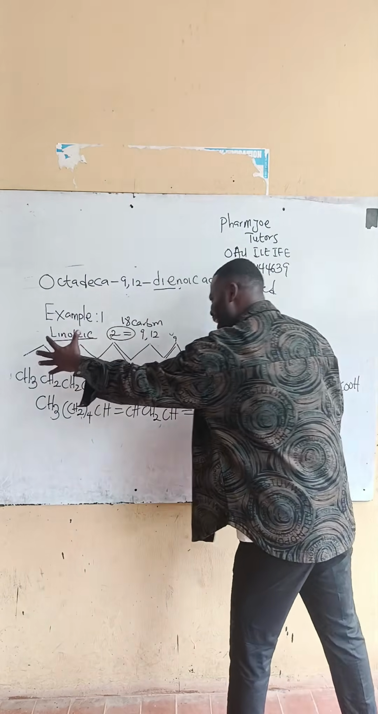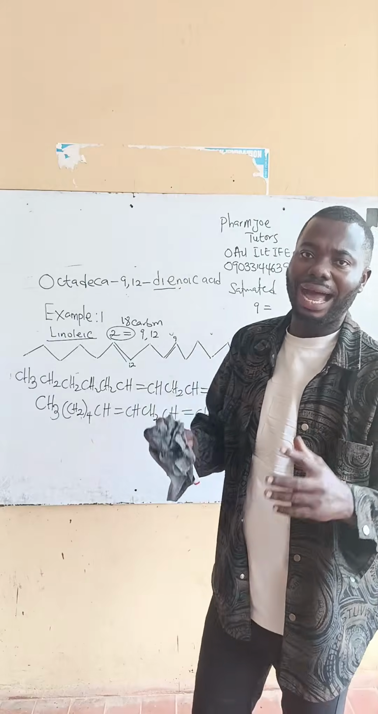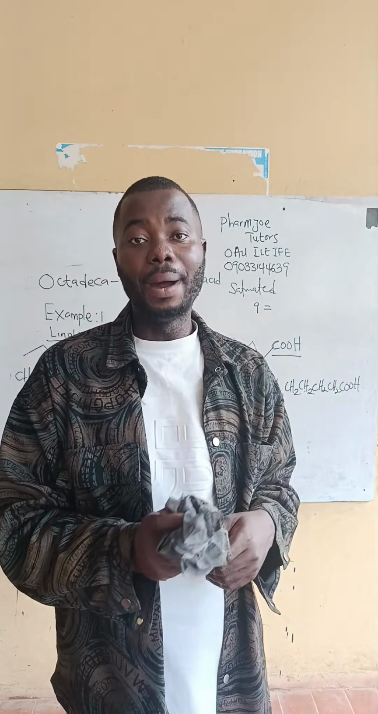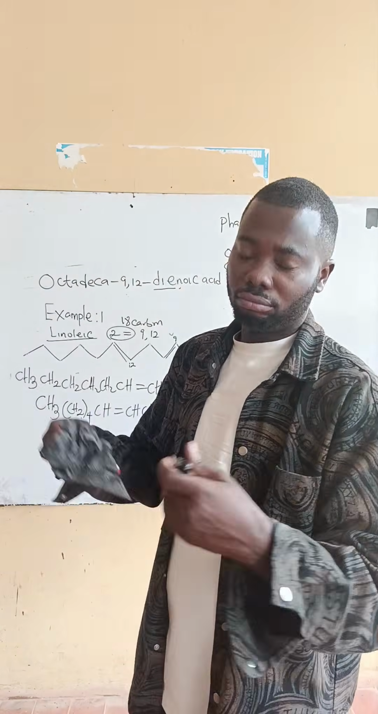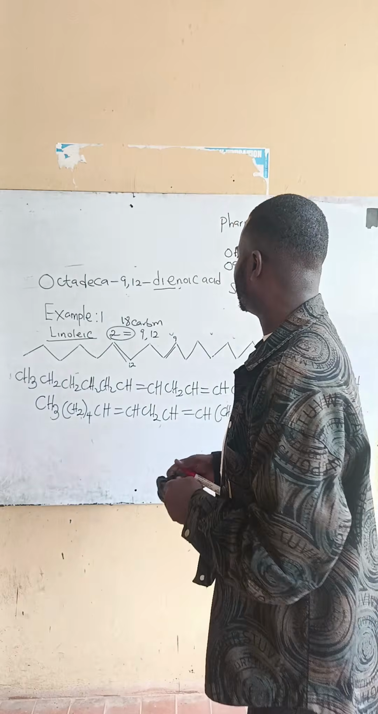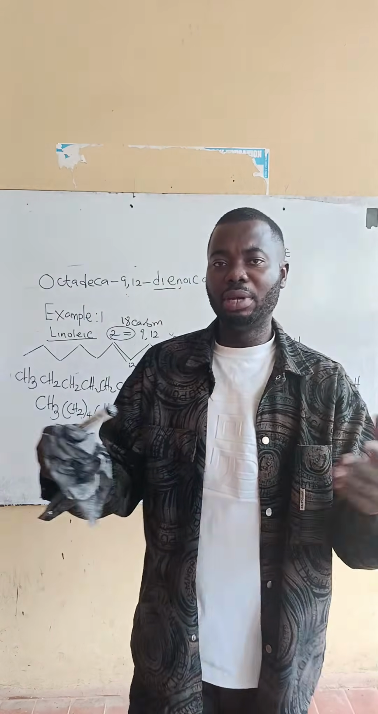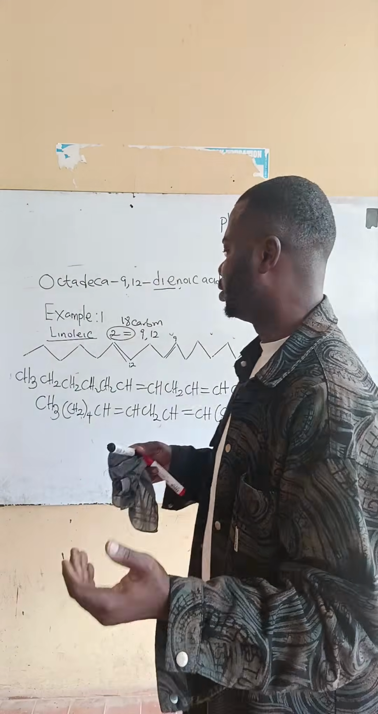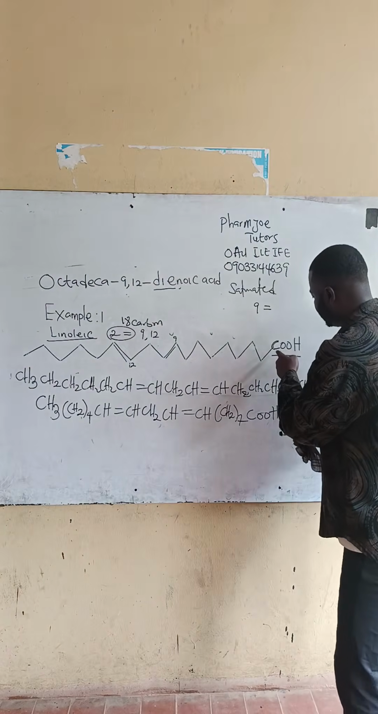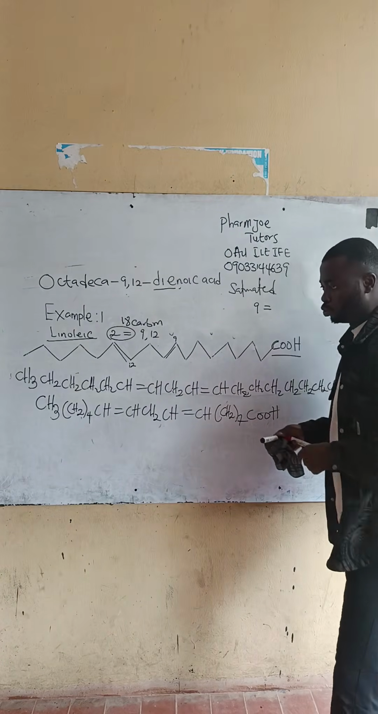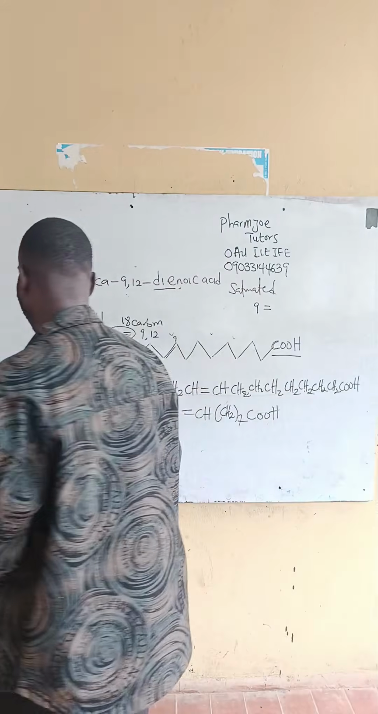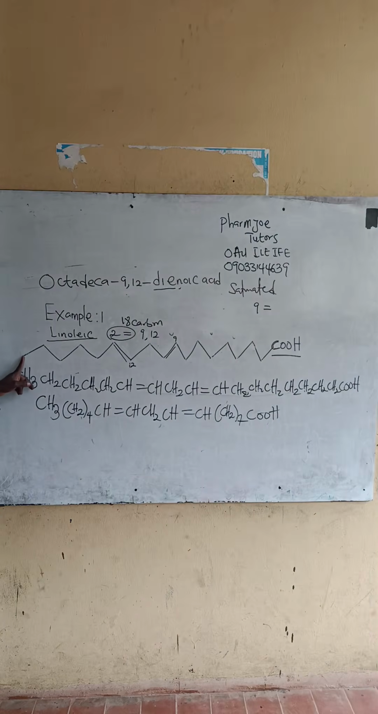Now, this same compound, I want to name it according to the biochemist and the nutritionist. What is the difference between naming according to the chemist and according to the nutritionist? According to the nutritionist, we don't start counting from the carbon of the functional group. We start counting from the end. Our end here is the methyl, so we start counting from the methyl.